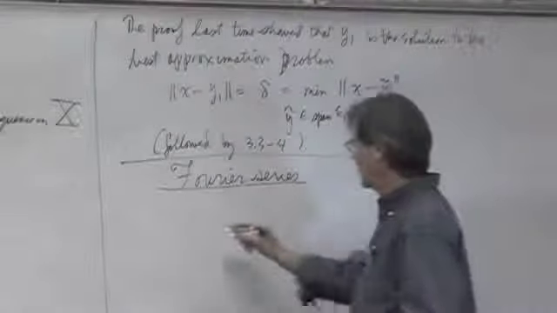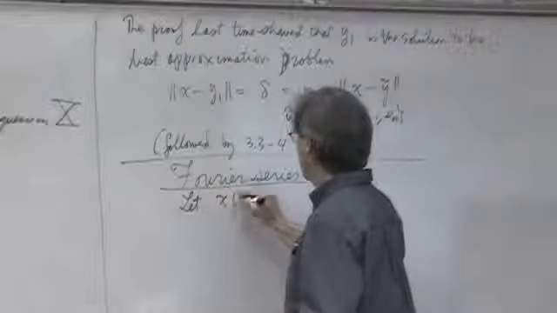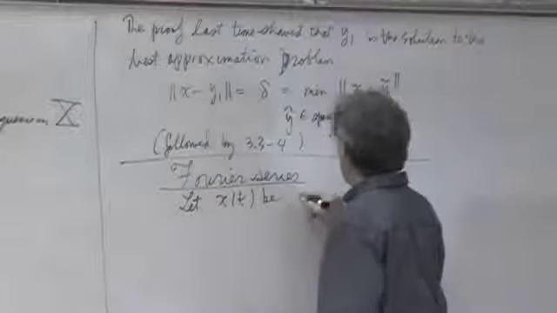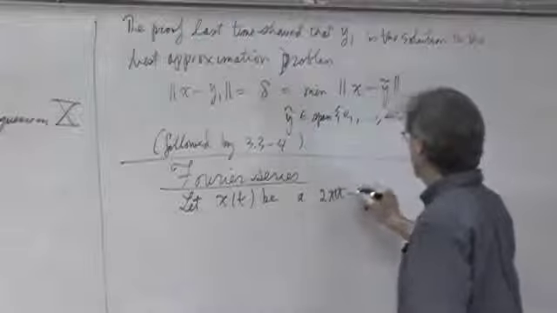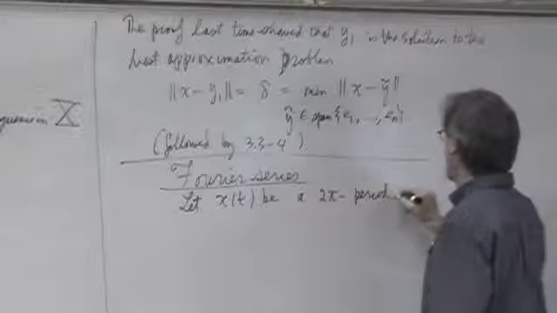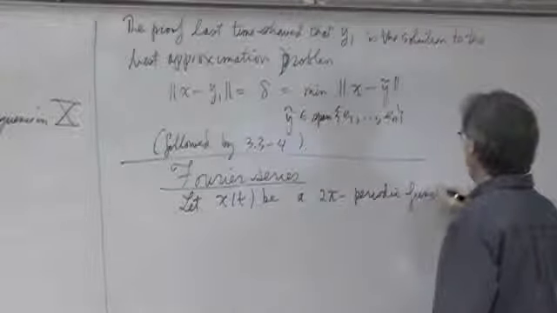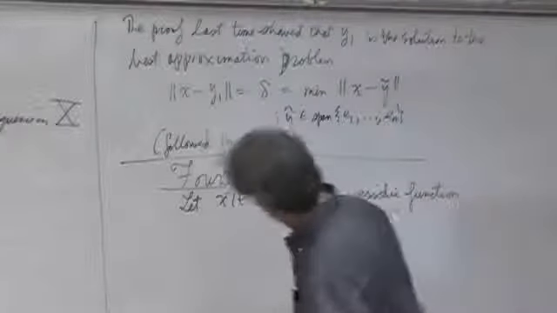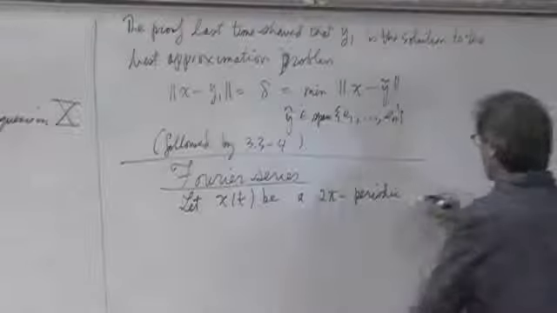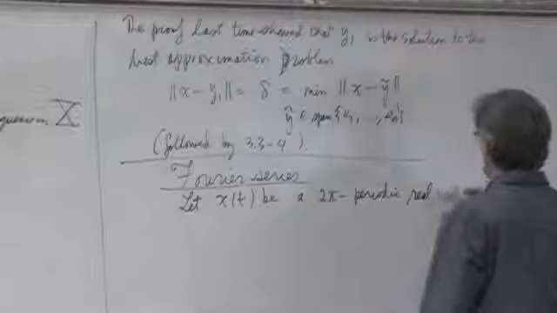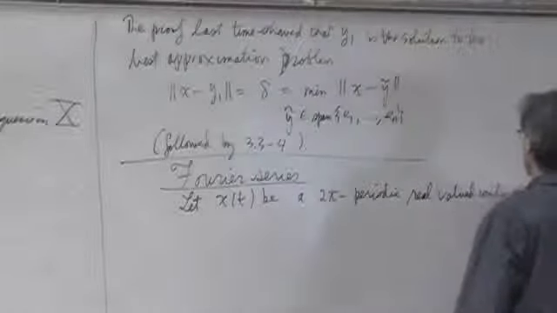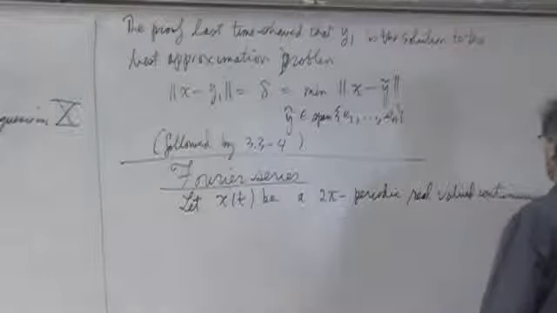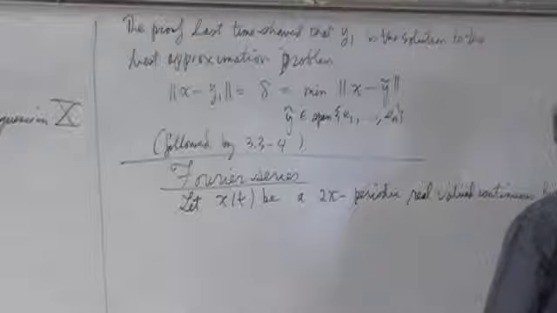And so let x of t be a 2 pi periodic, real valued continuous function. I'm going to take real valued continuous function. So 2 pi periodic means it's going to be a function on the line, on R. Okay?